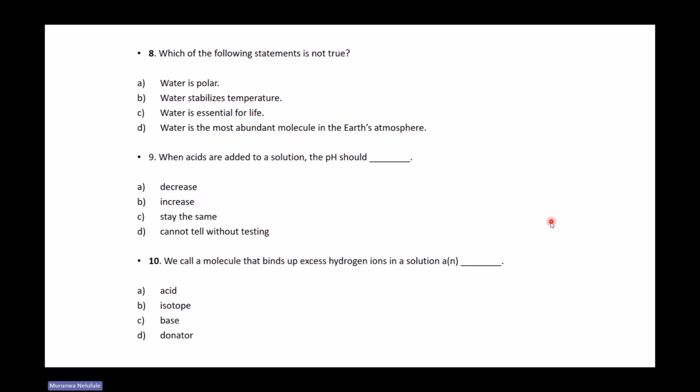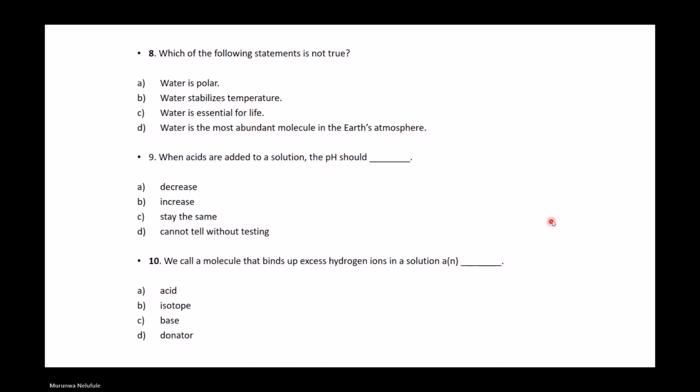Anyone else? We are looking for the statement which is not true. Yes, D, sir. D, the most abundant molecule in the Earth atmosphere. Okay. I think. Okay. Yeah, go ahead.